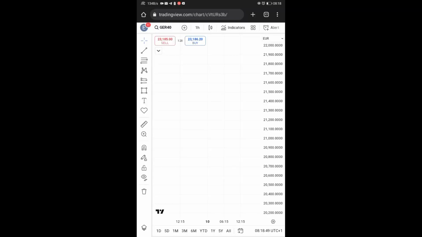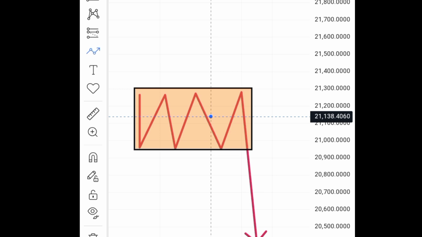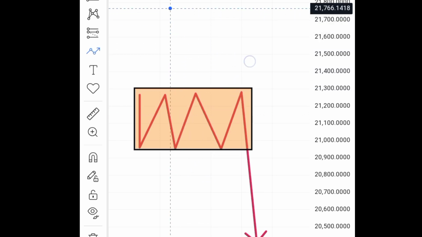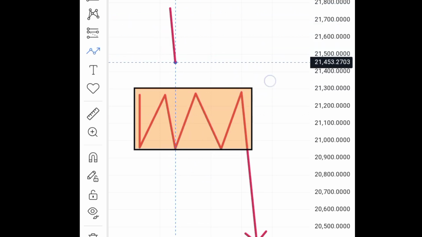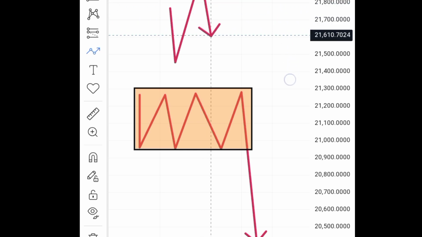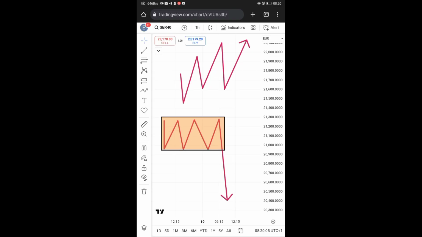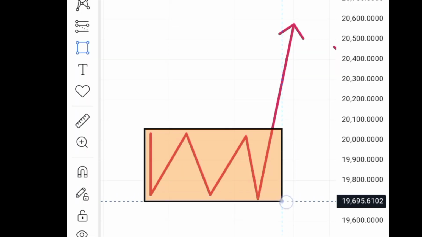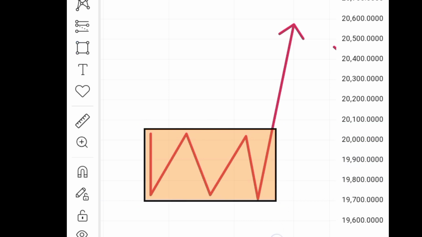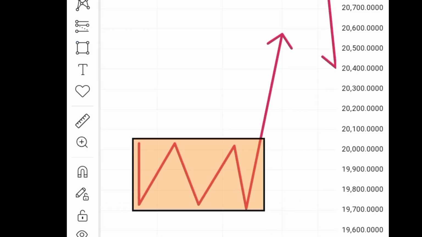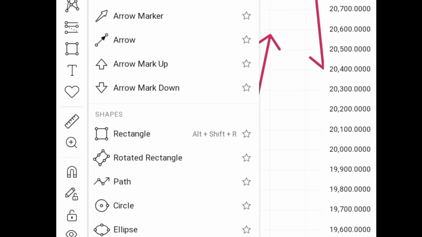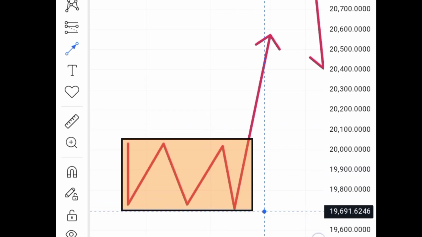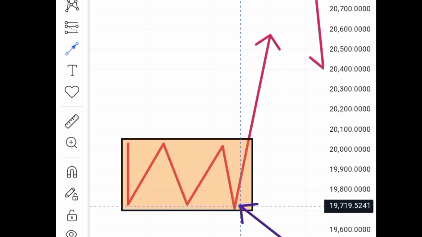So for us to implement this strategy, let's check for the things that we need for this strategy to work. First, we are to look for the trend of the market. If the trend is bullish on our H1, we are to look for something like this. So if the trend of the market is bullish, we are looking for a consolidation on our M15.